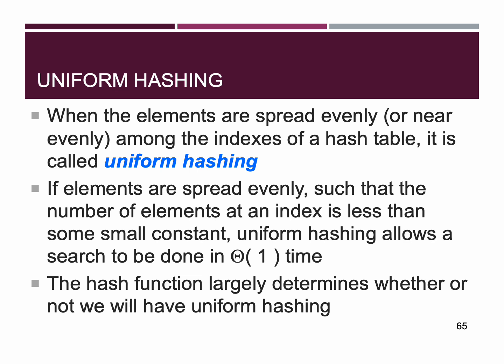Now let's discuss an important concept in hashing known as uniform hashing. Uniform hashing occurs when elements are spread evenly or almost evenly across all the indexes in a hash table. This even distribution helps prevent clustering, where too many elements end up at the same index, which would otherwise lead to long chains in chaining or excessive probing in open addressing.